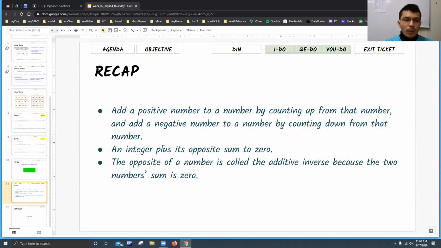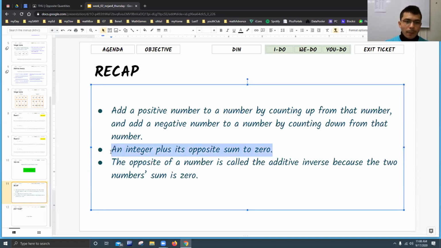And an integer plus its opposite always will be what? 0. So whenever you add a number with its opposite, the result is always 0. This is another important part of this lesson. So the last thing is, the opposite of a number is called additive inverse. This is the review from last class. So we call it additive inverse. This is another name for the opposite of a number. It's the same thing because the sum of the two numbers is 0.